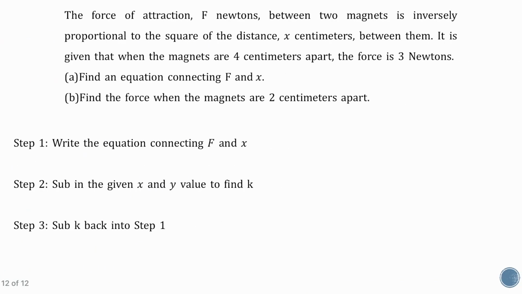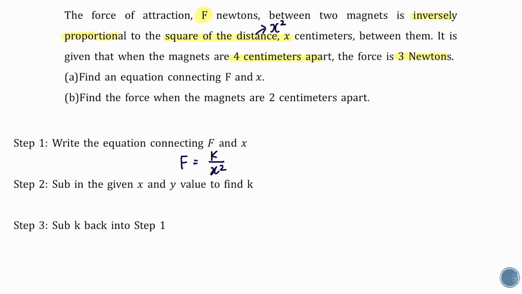We're going to look at the next question. It says that the force of attraction F between two magnets is inversely proportional to the square of the distance. Square of distance means x squared. It's given that when the magnets are 4 cm apart, the force is 3 Newton. First step will be the same, by writing an equation connecting F and x. So F is equal to k over x squared.